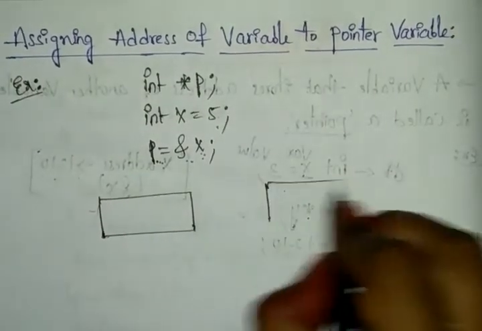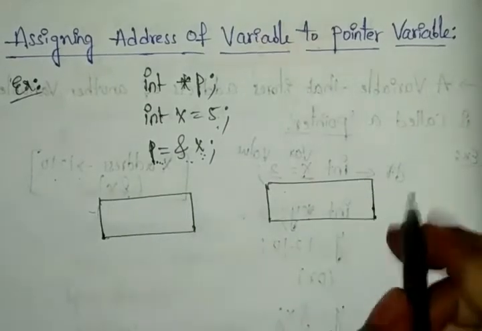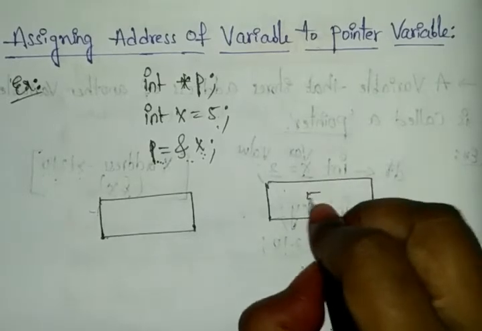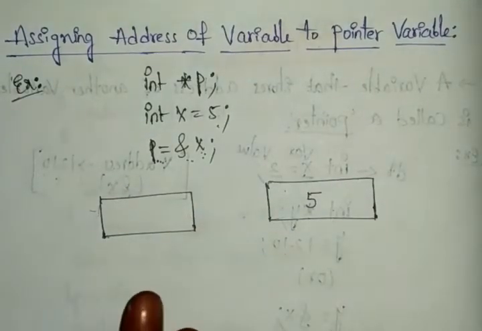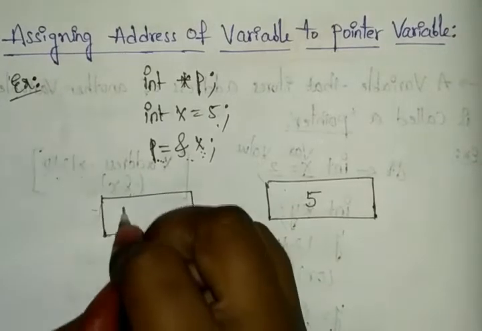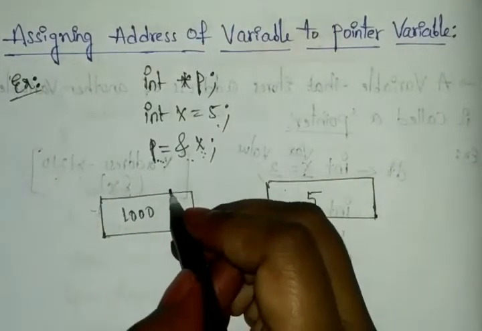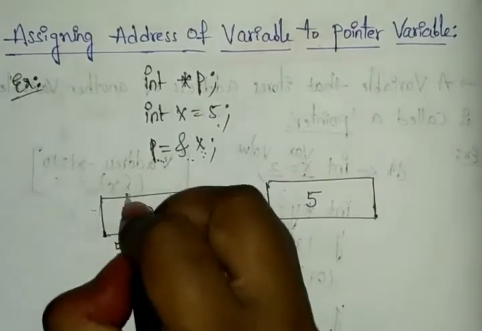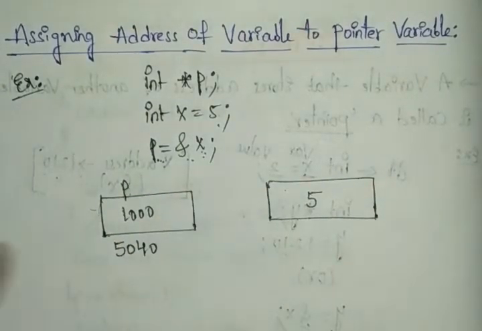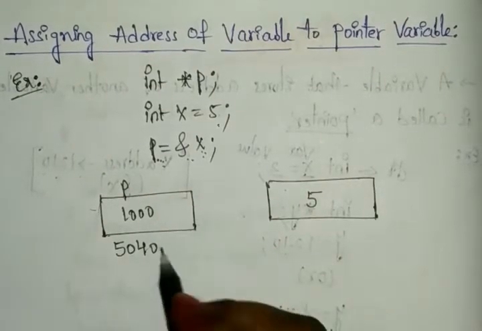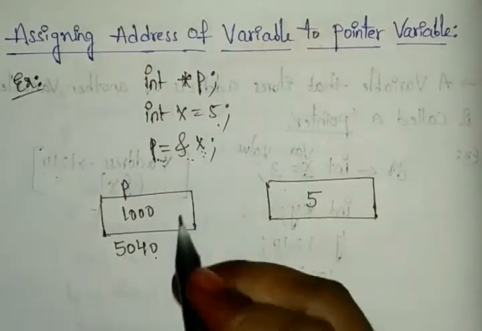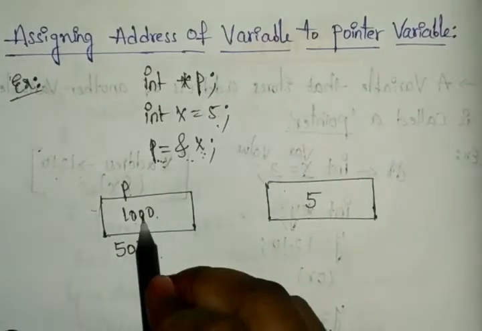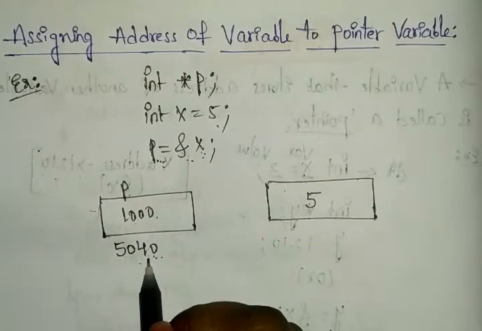Okay, next we can choose. Here x value will be 5. So I am taking 1000 for this, this is the address. And here I am taking 5040. Now you can say this is p. Here p will be having 5040. So this is the value, this is the address. This is the value and this is the address, right?